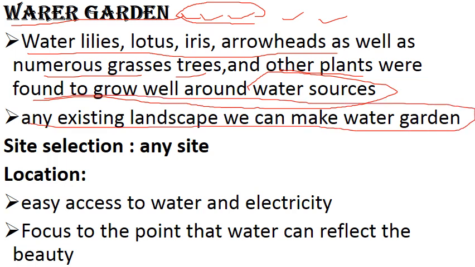If there are natural sources of water, it's very good. If not, then we can make them artificially also. But we can make a water garden everywhere. So next we come to site selection. Any site can be used for a water garden.